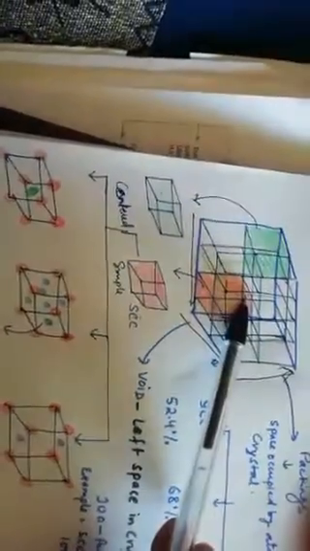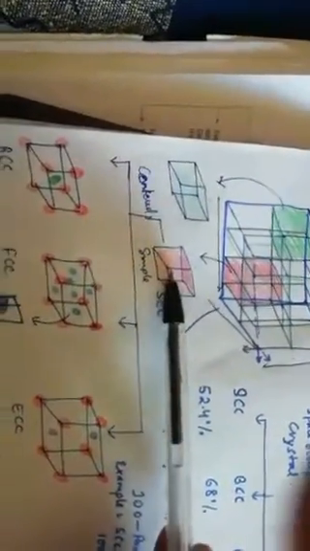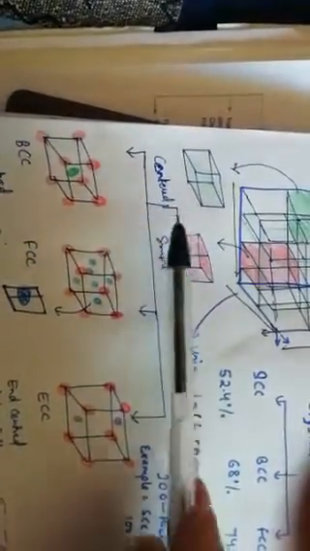Then these unit cells are divided into 2 basic types. One is primitive unit cell, second is centered unit cell. We can understand with the help of this diagram here. The crystal lattice is made up of small unit cells. Unit cell is divided into 2 parts: one is simple, one is centered.